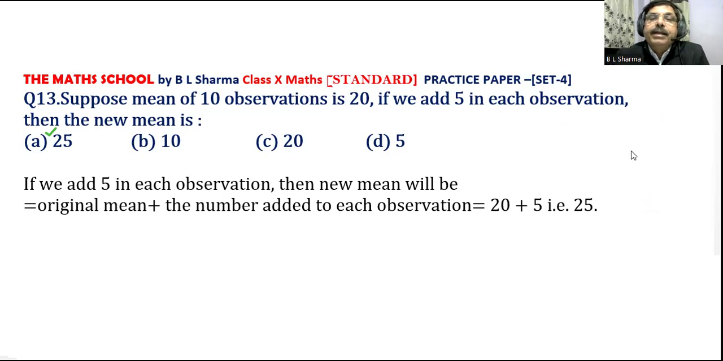If subtracted, then subtract the number from the original mean. If each number is divided by 5, the new mean will be 20 upon 5. If each number is multiplied by 5, the new mean will be the original mean into 5. So please keep in mind, sometimes this type of question also comes in the exam.